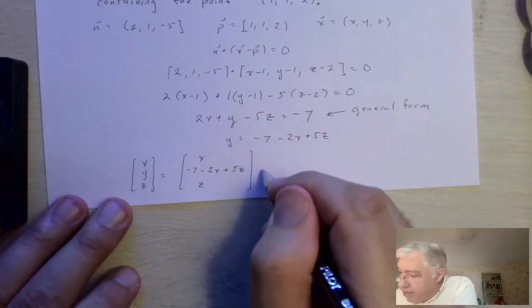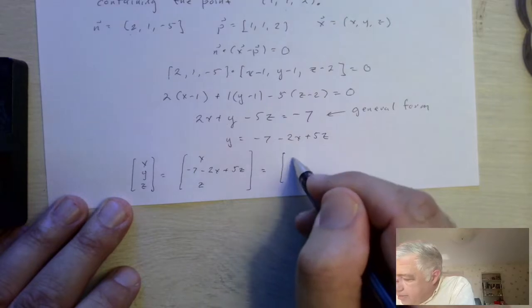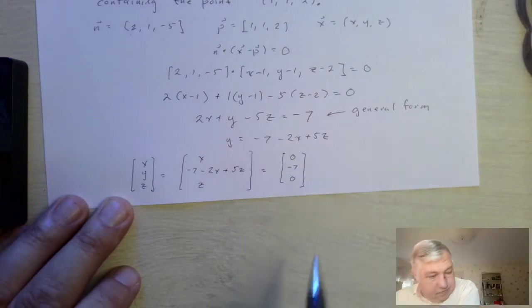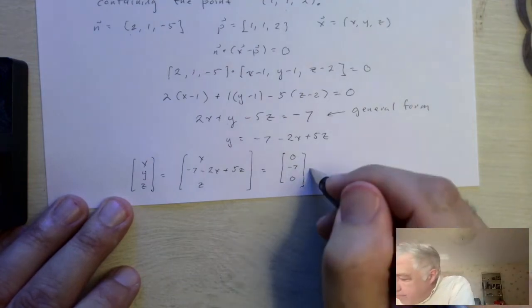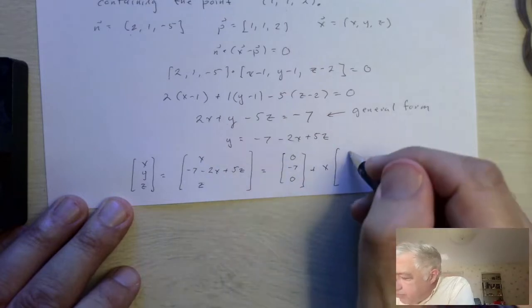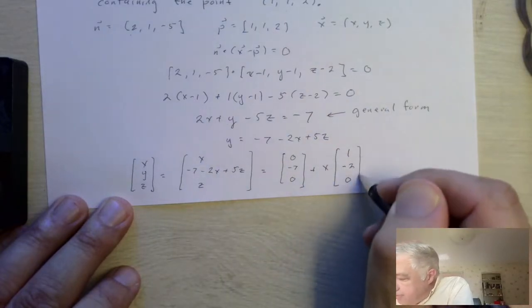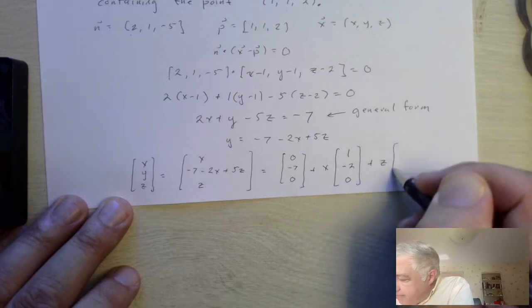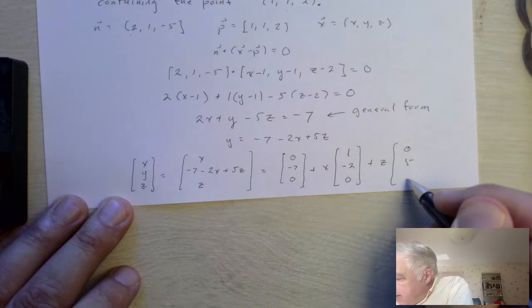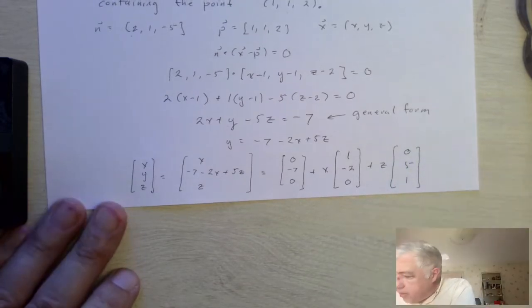And then we can write this in terms of x and z. Well, first we can write this as 0, negative 7, 0. And then we can write this as x times what? Well, this is x times 1, minus 2, 0, plus z times 0, 5, and 1. Okay.